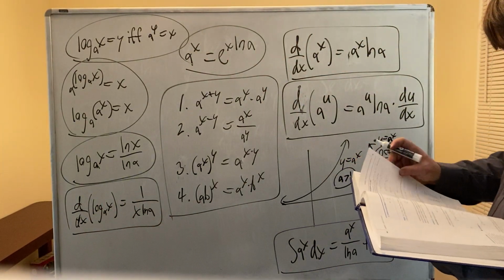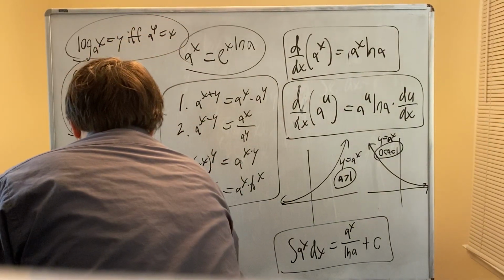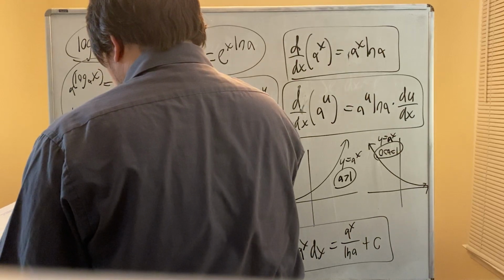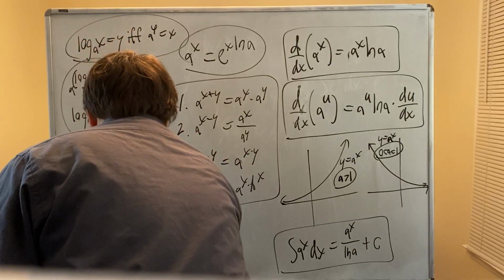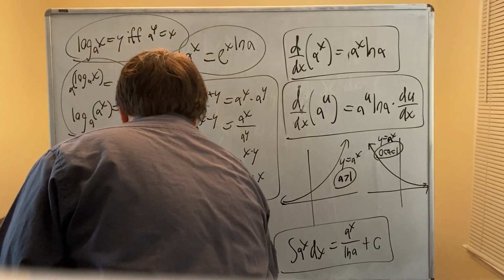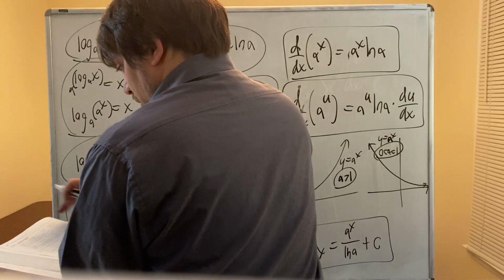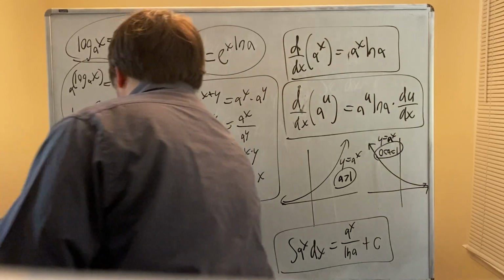Okay. Also, expressing e as a limit, I'll just point this out. e equals the limit as n goes to infinity of 1 plus 1 over n to the nth power. Okay. Good. It's e.